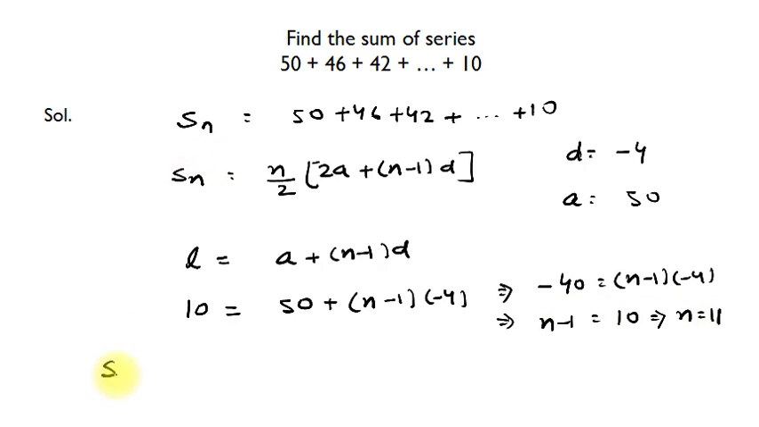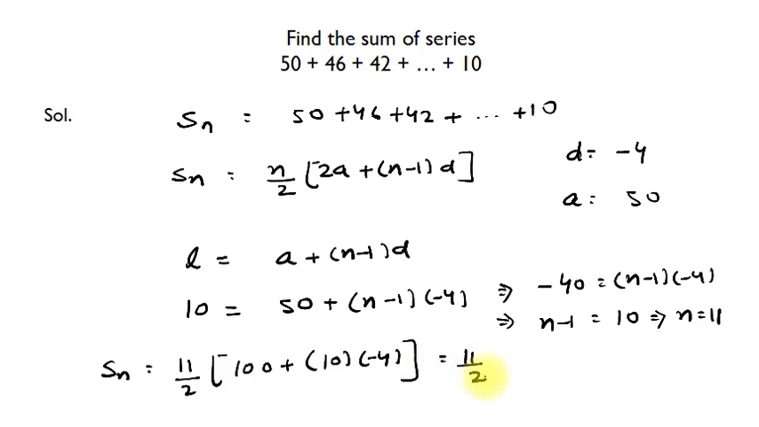So we put the values of all the variables, that is n, d and a, in order to find the sum of the series. So we put n equal to 11 divided by 2 into 2a, where 2 is the factor multiplied by a, and a is 50, so this is 100, plus n minus 1, where n is 11, minus 1 is 10, and d is equal to minus 4. We gather all the information from the question and put all the values here. So we can write 11 divided by 2 into 100 minus 40, that is 60.